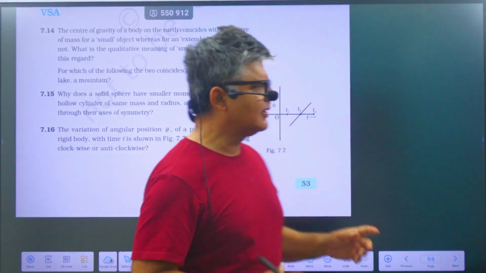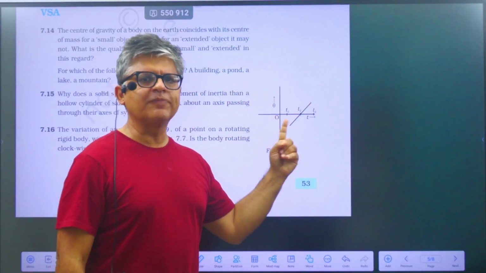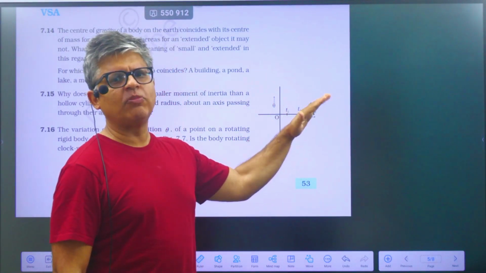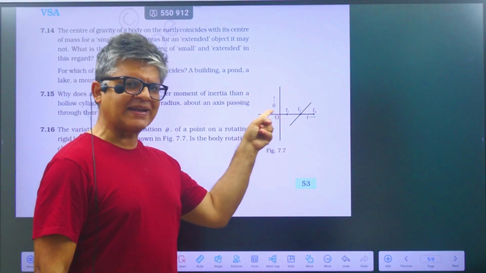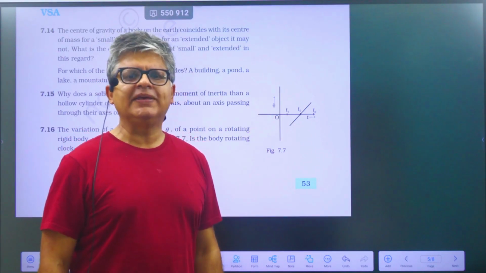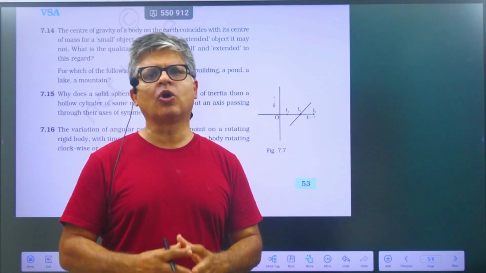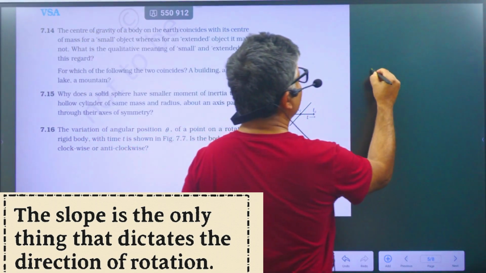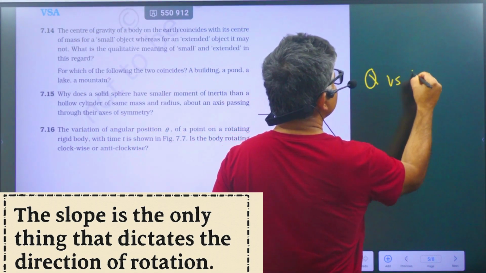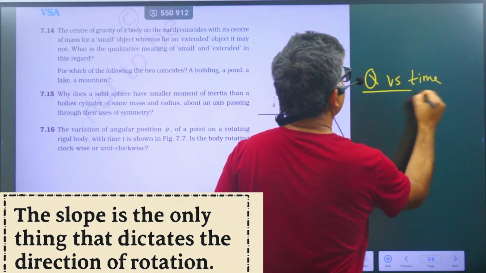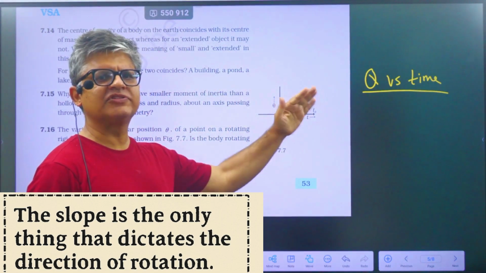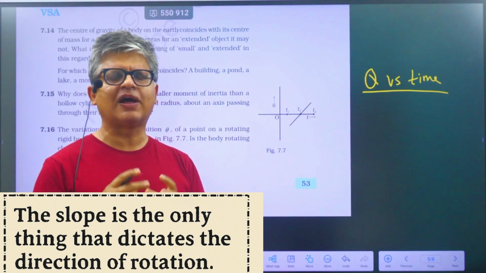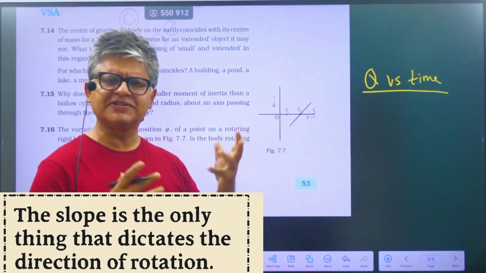They have given a graph of the angular position of the body versus time, which is shown in the form of this slope. From this graph, we need to tell whether the body is moving in clockwise or anti-clockwise direction, right? If you look into this graph, it's a theta versus time graph, right? In a theta versus time graph, you're getting a straight line, which means you can see for sure from the graph that the slope of this line is positive, right?